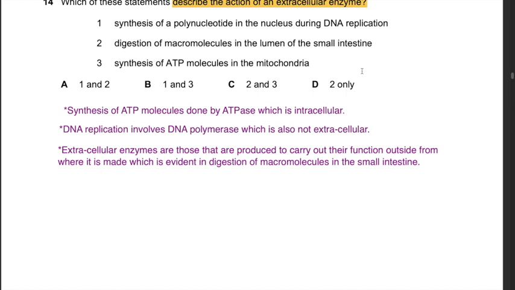Statement 3. Synthesis of ATP molecules in the mitochondria. Synthesis of ATP molecules is done by ATPase, which is an intracellular enzyme, not extracellular. Intracellular means an enzyme which performs its function wherever it is made. So if it is made in the mitochondria, it will perform its function in the mitochondria. So the only statement that describes the action of an extracellular enzyme over here is concerned with digestion, and that is statement 2 only. Hence the answer is D.